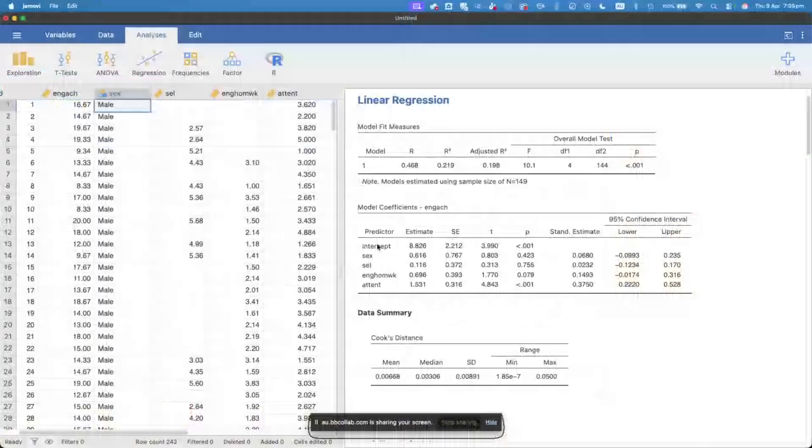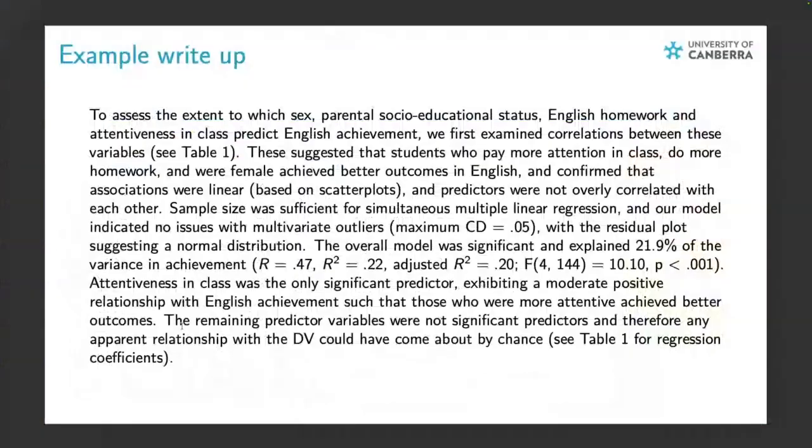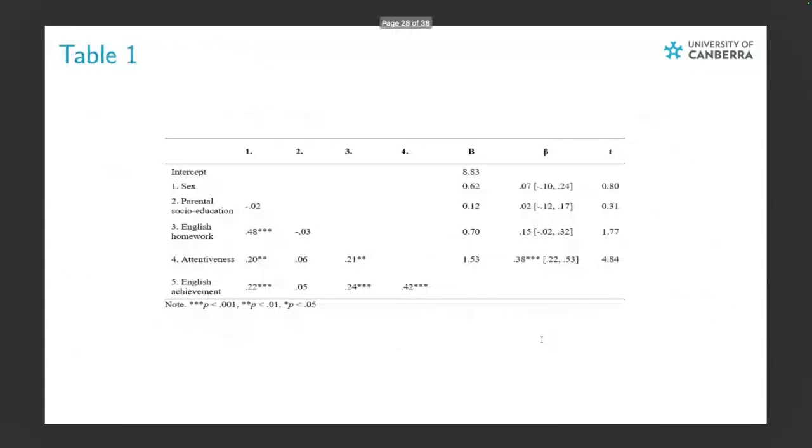If I was writing that really well, I'd say those that were more attentive achieved better outcomes after controlling for English homework, socioeducation level, and sex, because it's considering the covariates. The remaining predictor variables were not significant predictors, and therefore any apparent relationship with the DV could have come about by chance. And here's another example of how you can write that up.